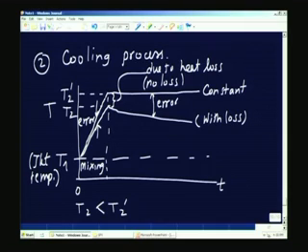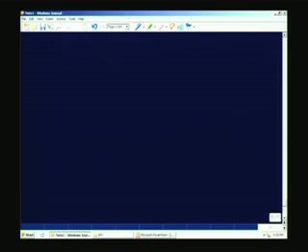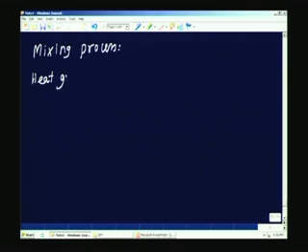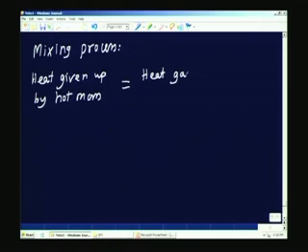So, how am I going to account for it? Let us write the appropriate equation and it will become clear as to what is going on. During the mixing process, the heat given up by the hot mass which is dropped into it is equal to the heat gain by the calorimeter plus loss.